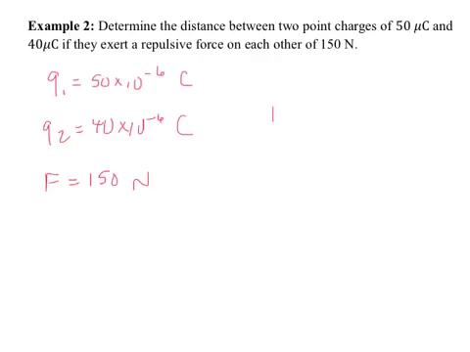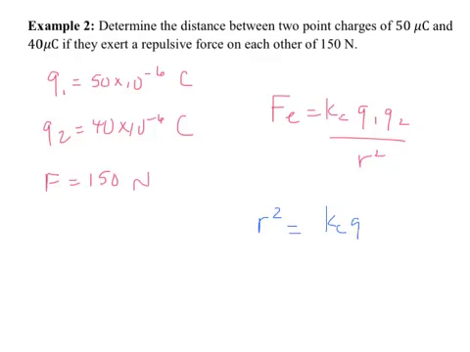So looking at our formula, Fe equals Kc Q1 Q2 over R squared, we can see already that we're going to have a positive times a positive, thus we have a positive force. That makes sense according to our formula. We're trying to figure out the distance between the 2-point charges, so we're looking for R. So let's switch these two and then solve for R. It becomes R squared equals Kc Q1 Q2 over Fe. We'll take the square root of this, and that will get rid of the R squared and just make it R.